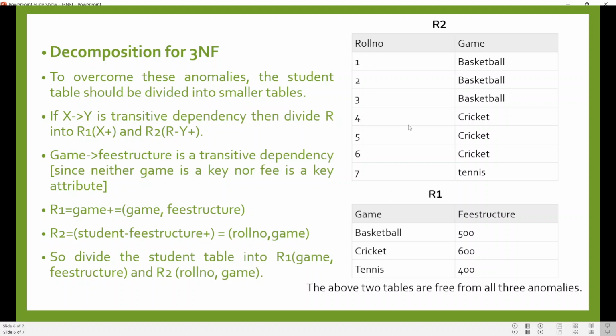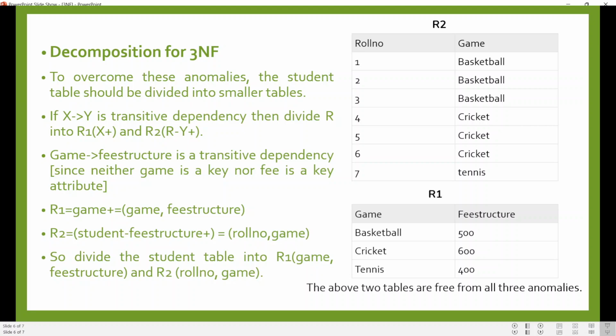Now when you observe these tables, you can see that we can get rid of all the anomalies present here. For insertion anomaly, if I want to insert a new game, I can add it into this table. If I am changing the fee structure here, the updation anomaly is removed. Insertion anomaly is removed, and deletion anomaly as well. Suppose I am deleting the roll number 1 data from here, the game basketball information still remains in the other relation. So we have eliminated all the anomalies, updation, insertion and deletion, by normalizing the relation.